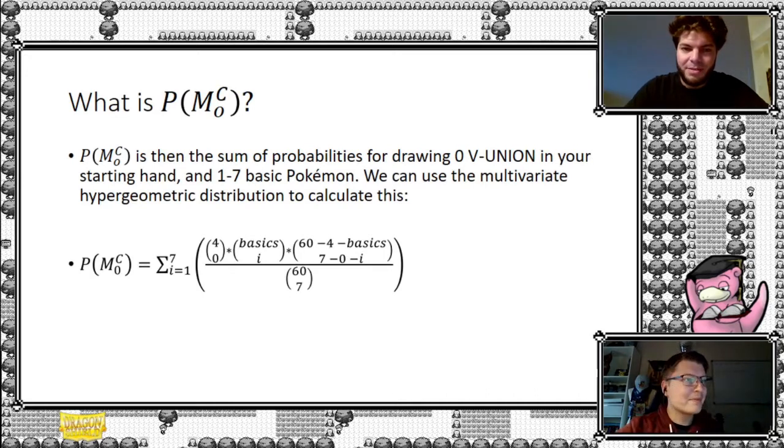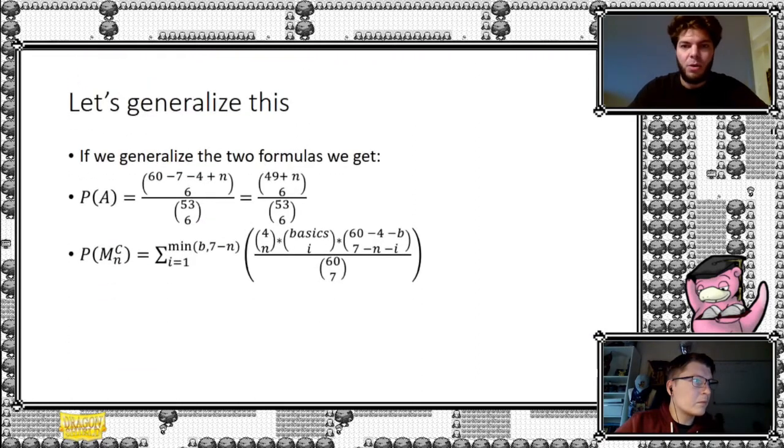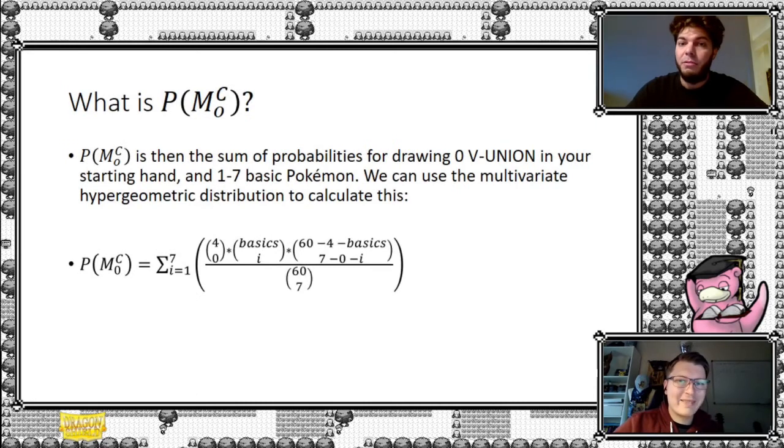So this here is the probability of the 4-0. It's the probability of drawing 0 of your 4 V-Union cards into your opening hand. And then we want to draw at least 1 basic Pokemon. That is the I. So we split this also into 7 different cases, where we first draw 1 basic into our opening hand, then 2 basic. If we add all these together, we get the probability of drawing at least 1 basic.